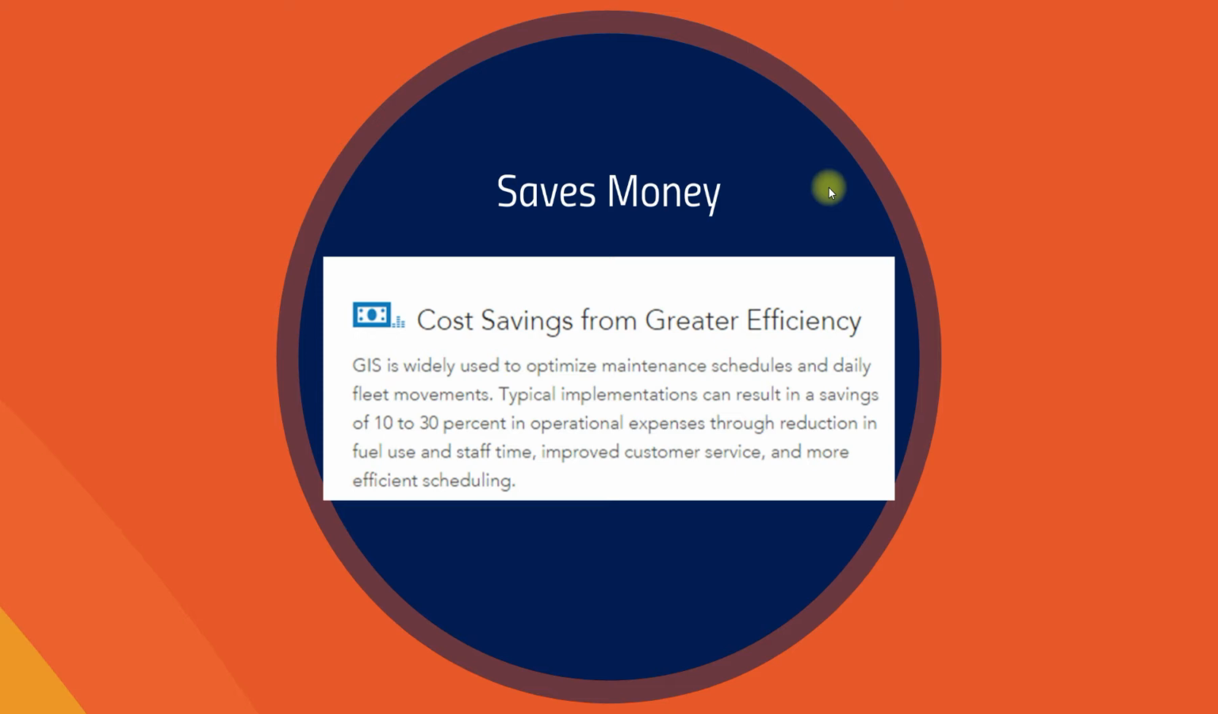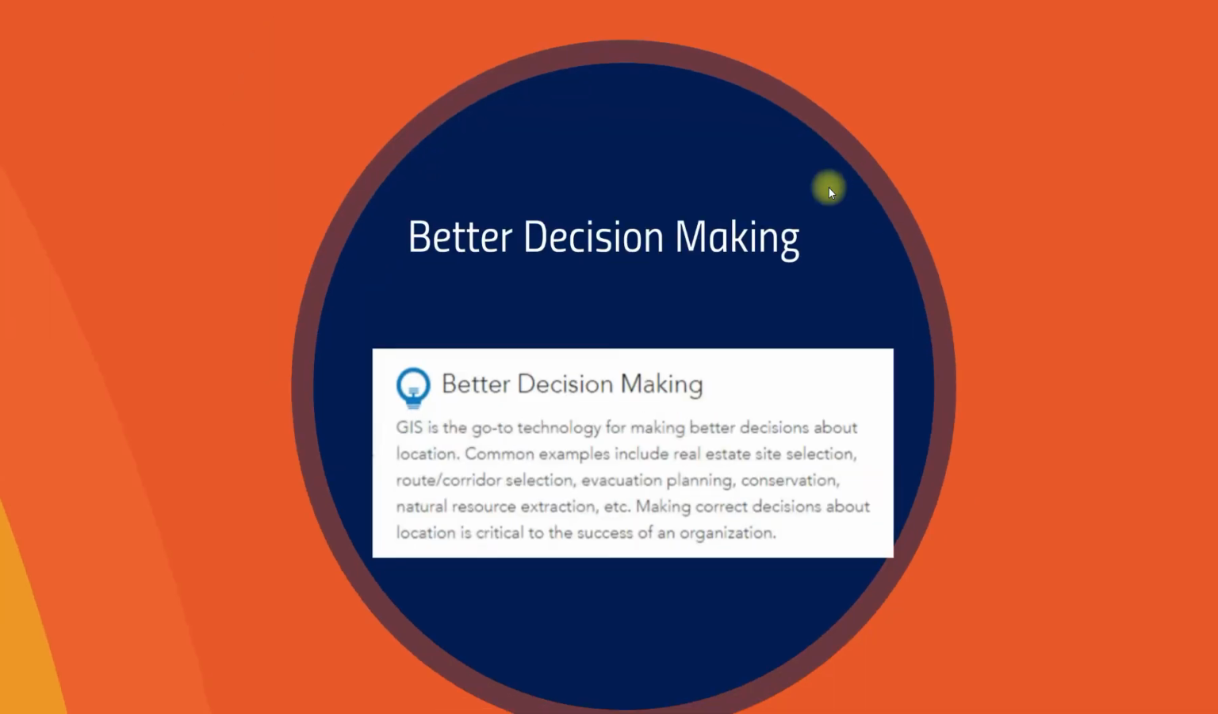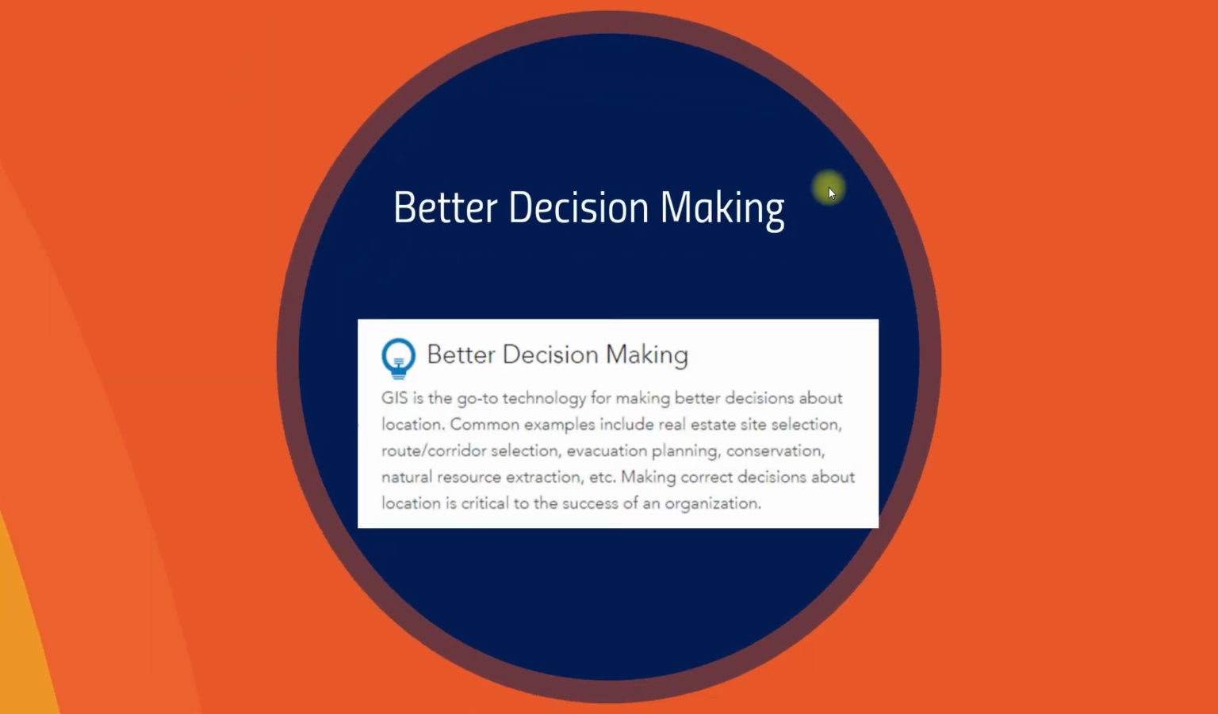The typical implementation can result in the saving of 10 to 30% of the operation expenses through reduction in the fuel usage and staff time, improving customer service and more effective scheduling. The other thing is better decision making. We can decide better.